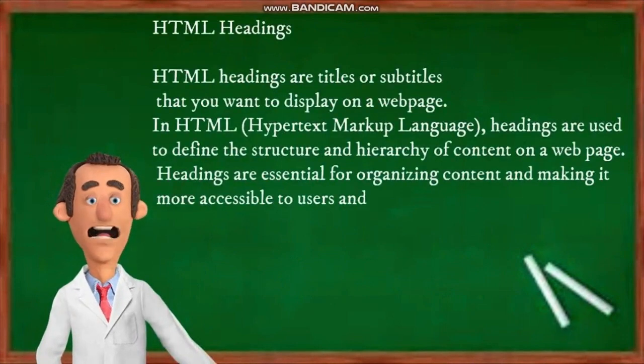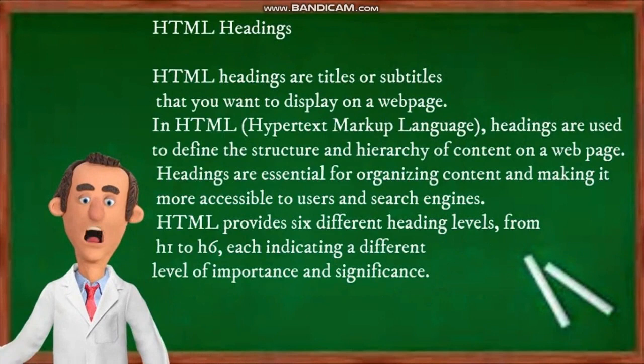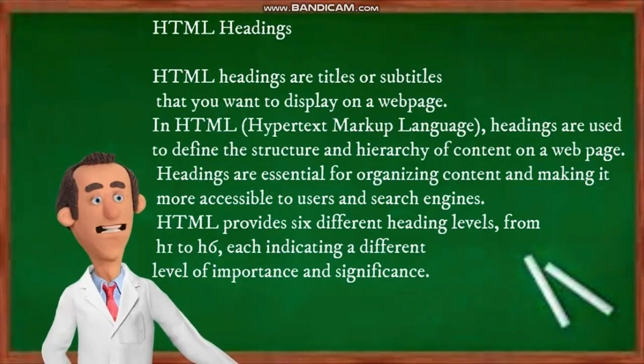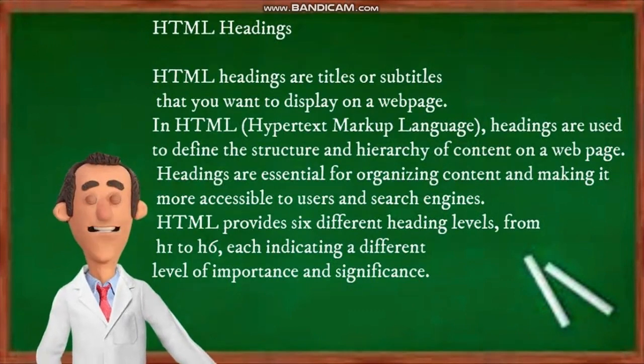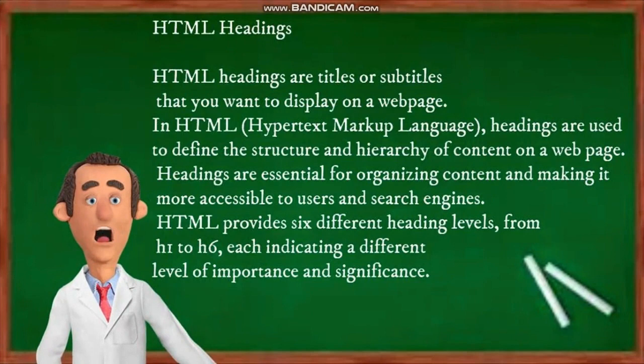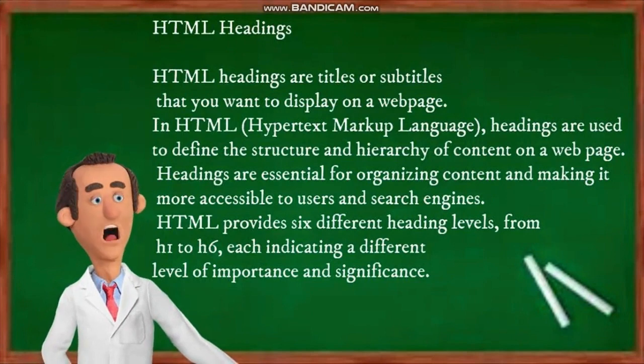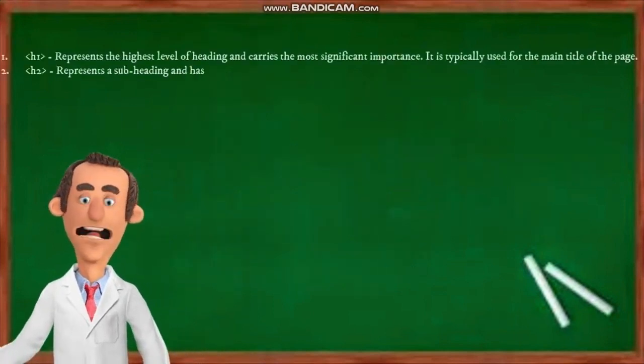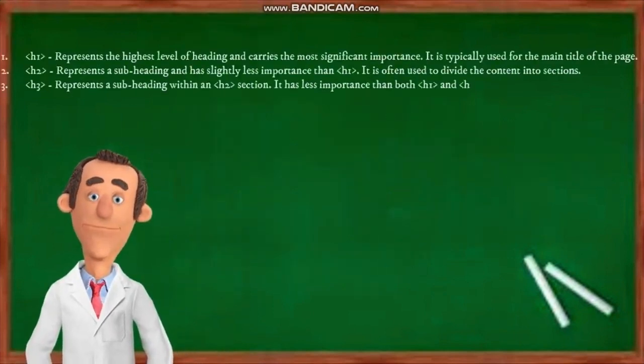HTML headings are titles or subtitles that you want to display on a web page. HTML headings are used to define the structure and hierarchy of content on a web page. Headings are essential for organizing content and making it more accessible to users and search engines. HTML provides 6 different heading levels, from H1 to H6, each indicating a different level of importance and significance. Here's the list of HTML heading tags.